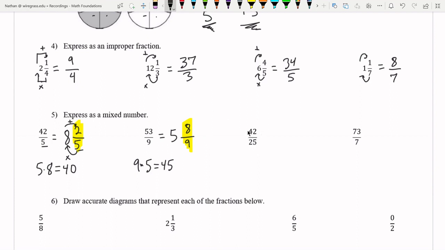25 can go into 42 only one time evenly. 25 times 2 is 50. That's too much. So we're going to take 42 minus 25, and that's going to give us, let's see, 17, I believe.